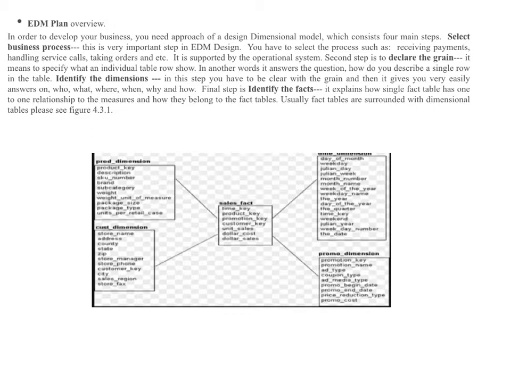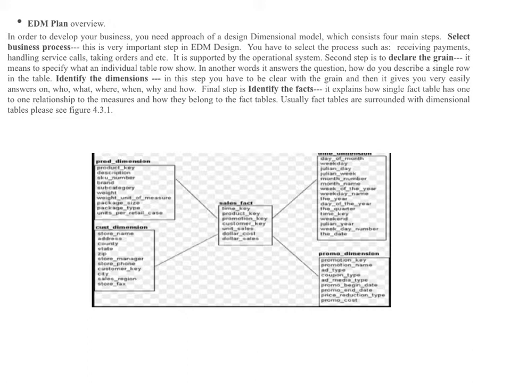In order to develop a business plan, you need an approach of designing a dimensional model, which consists of 4 main steps. The first one: we have to select the business process, and this is a very important step in EDM design. We have to select the process which is required from the business needs, such as receiving payments, handling service calls, taking orders, and else. It is supported by the operational system.